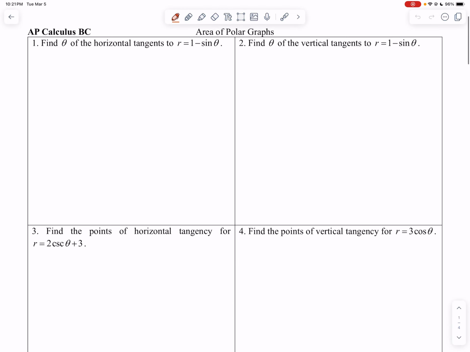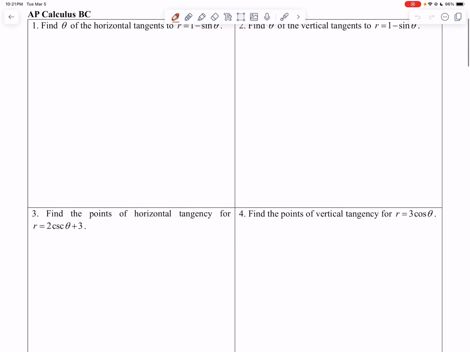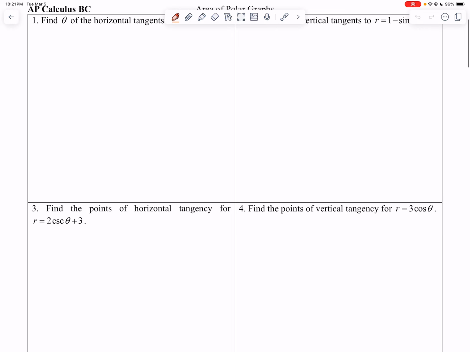The first four problems are problems involving horizontal tangents and vertical tangents from the previous lesson. I'm not going to do those, but you guys can do that as a warm-up whenever you get this.